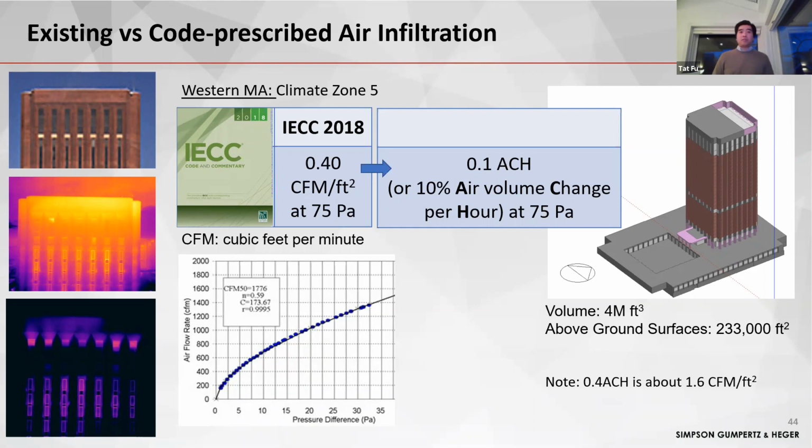And 0.4 CFM translates to roughly 0.1 ACH, or 10% air volume change per hour at that 75 Pascal differential. So what it essentially means is that every hour, for this particular library, which has a volume of 4 million cubic feet, it will leak about 400,000 cubic feet of air. Next slide, please.